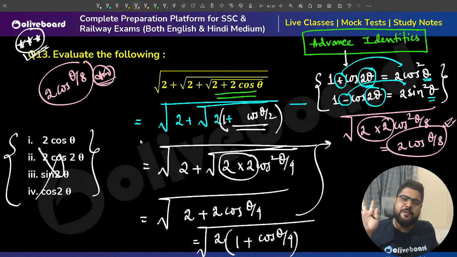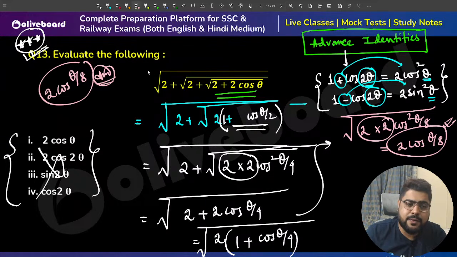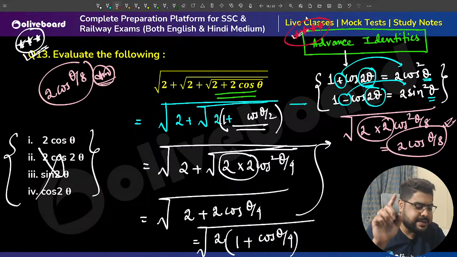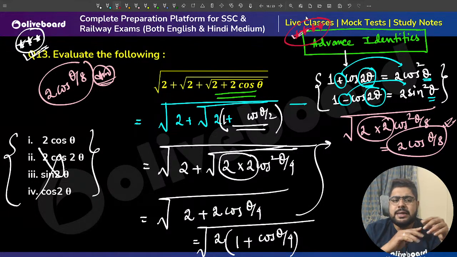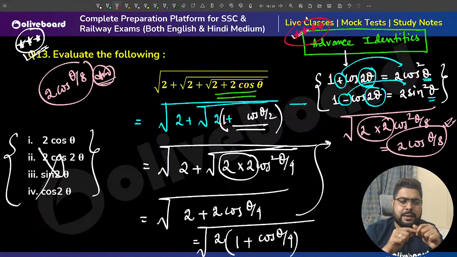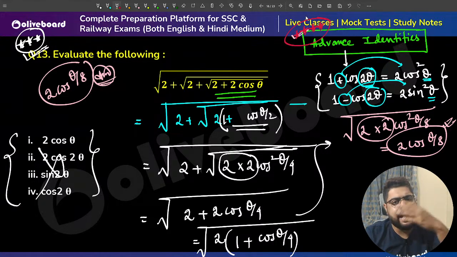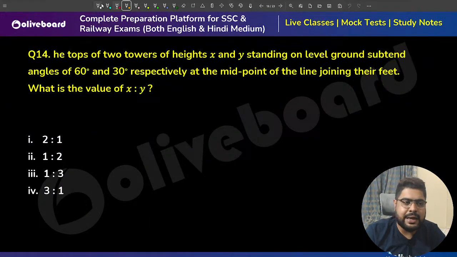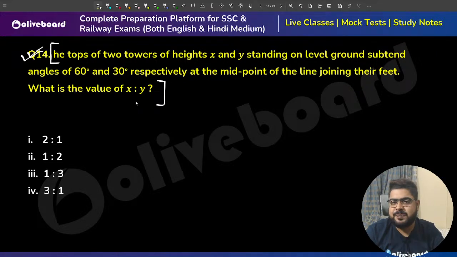Everybody clear? Absolutely clear. It was a very good question based on this identity. You see, I have chosen all the questions. If you have done all the questions, you will see one thing: all the questions are based on some theory or the other. After each and every question, I'm saying some theory or the other. That is the reason I'm not doing 20, 25, 30 questions, because I'm trying to explain a few things.